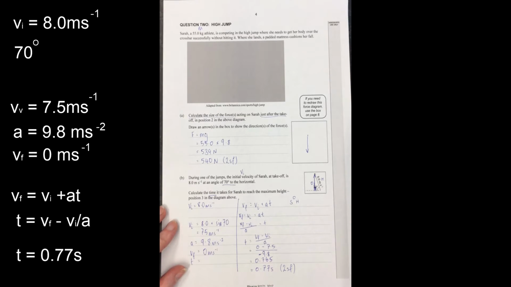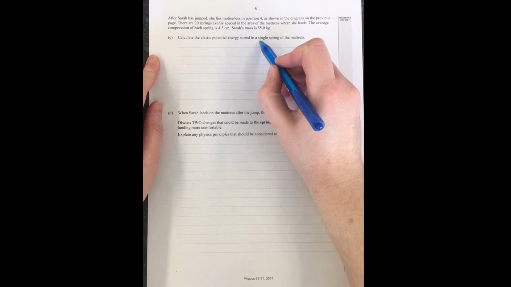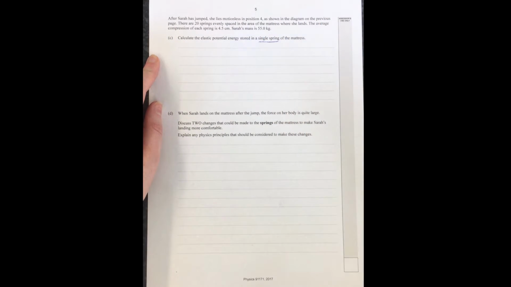Okay, so after Sarah has jumped, she lies motionless in position 4, as shown on the diagram. There are 20 springs evenly spaced in the area of the mattress where she lands. The average compression of each spring is 4.5 centimetres and Sarah's mass is 55 kilograms. Okay, so our question is: calculate the elastic potential energy stored in a single spring of the mattress. So we're just looking at one spring here.